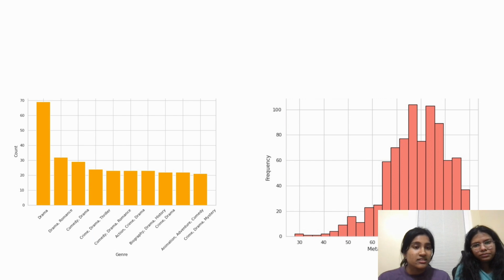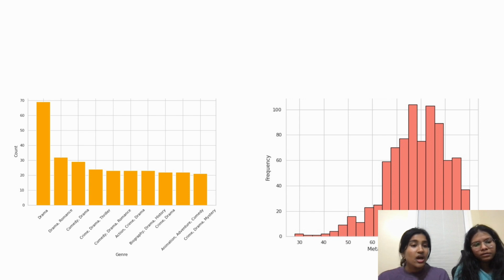And coming to the next graph, it represents the Metascore. On the x-axis you can see the Metascore, and the y-axis represents the frequency. It's a histogram, and this bar graph shows that the most common Metascore range is between 60 to 80, and the highest Metascores are most concentrated in that range.